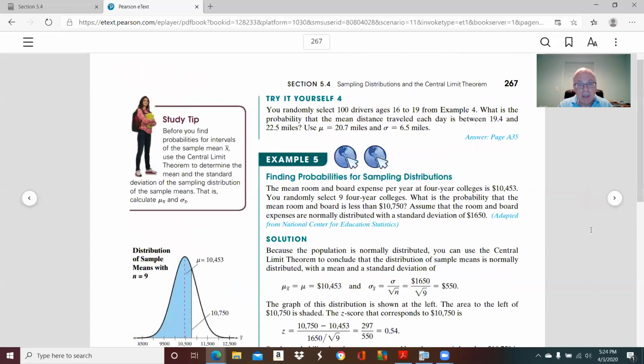All right. Let's now go to this next page here. And here's another example of the same type of thing. The mean room and board expense per year at 4-year colleges. This is our mean.